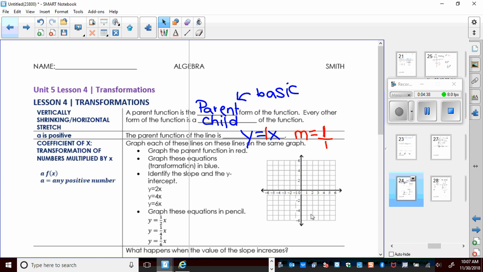Now, what is the y-intercept? Is there a number added to 1x? So what is the y-intercept? b equals 0. So we're going to start at 0, and then we're going to go up 1 and right 1. So start at 0. You go up 1 unit, then you go right 1 unit and make a point.